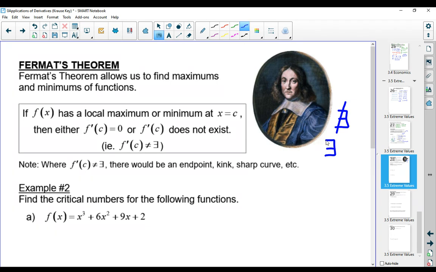Now, something to note, if the derivative does not exist, that would mean there would be either an endpoint, a kink, a sharp curve, an asymptote, etc.